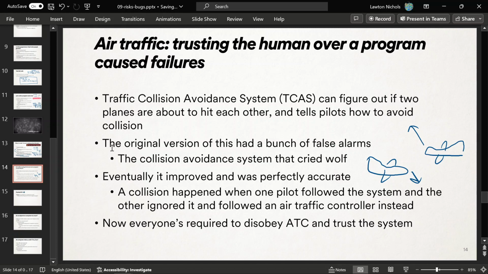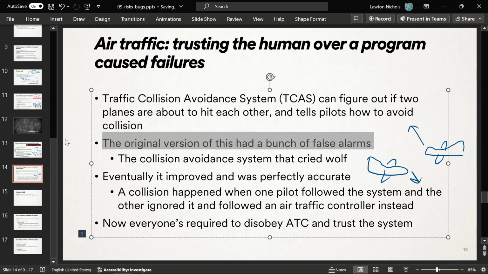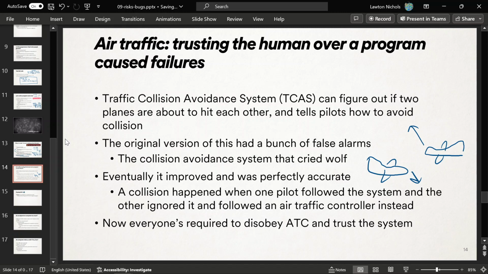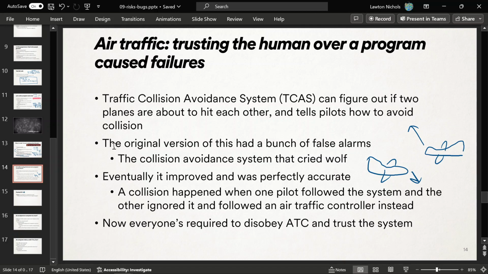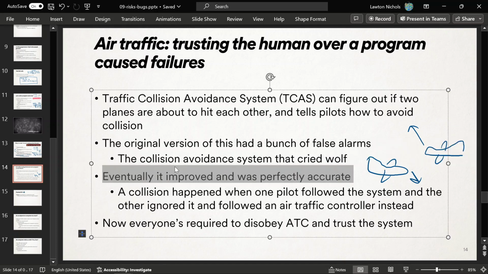But sadly, the first version of that box had a lot of false alarms, planes that were definitely not going to hit each other. It was saying that they would, and so it kind of cried wolf, and people stopped paying attention to it. They eventually worked out the problems with it, which is nice, but people still didn't trust it, sadly, because of that. So this goes to show that you should get it right the first time, maybe.